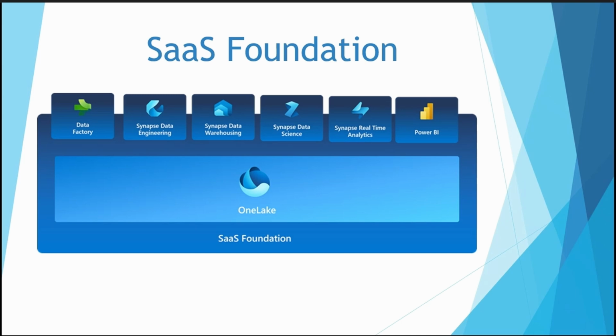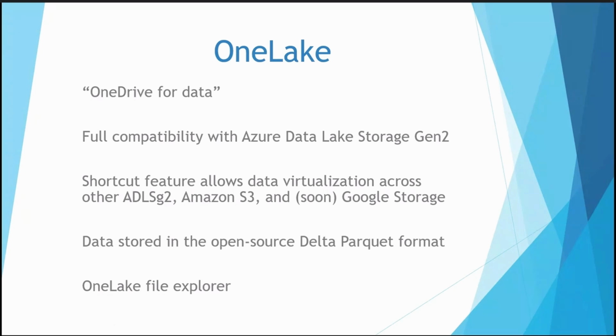All right, so we see OneLake is right in the middle. So what is OneLake? Microsoft wants this to be like their OneDrive for data. That's the marketing spiel. They want it to be as easy to get data into the OneLake data lake as it is for you to add a file to OneDrive for Business. So it's got full compatibility with Azure Data Lake Gen 2. It's got a great feature called shortcuts, which allow data virtualization across other ADLS Gen 2 lakes, across Amazon S3 buckets.